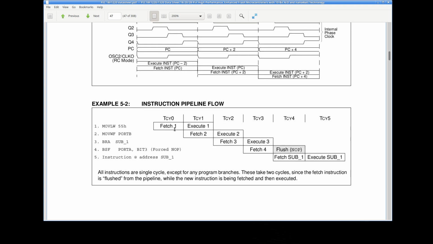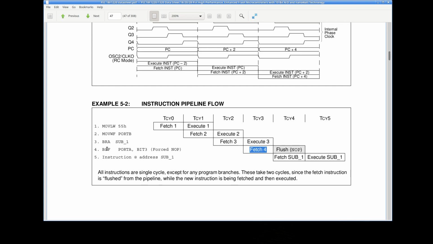So here's another way to look at it. We fetch the first instruction. We execute it after that while we're fetching instruction 2. We execute 2 while we fetch 3. We execute 3 while we fetch 4. But suppose that step 3 was a branch instruction. Well, we fetch the branch instruction here. We don't know that it's a branch until we do the execute. And while we're working on executing the branch, we're pre-fetching this 4th instruction.